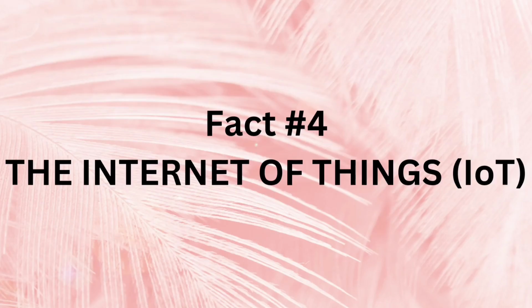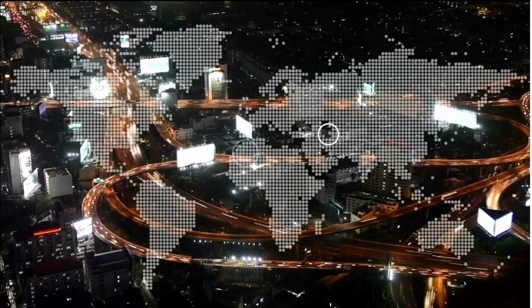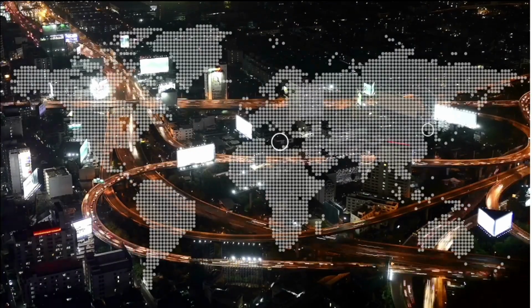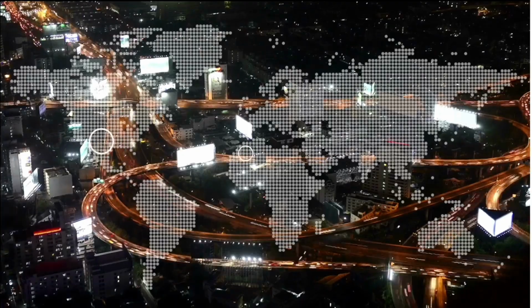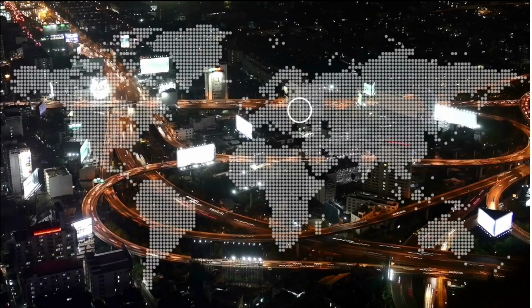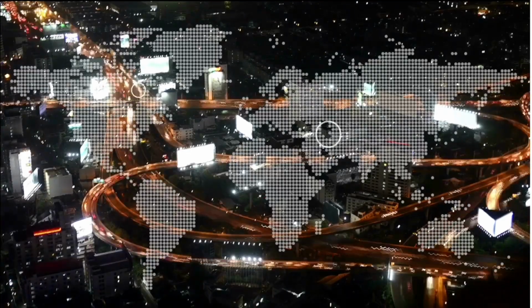The Internet of Things, or IoT, refers to the network of physical objects that are embedded with sensors, software, and other technologies to connect and exchange data with other devices over the Internet. From smart thermostats adjusting your home temperature to connected cars that communicate with traffic signals, IoT is making our world more interconnected and efficient.